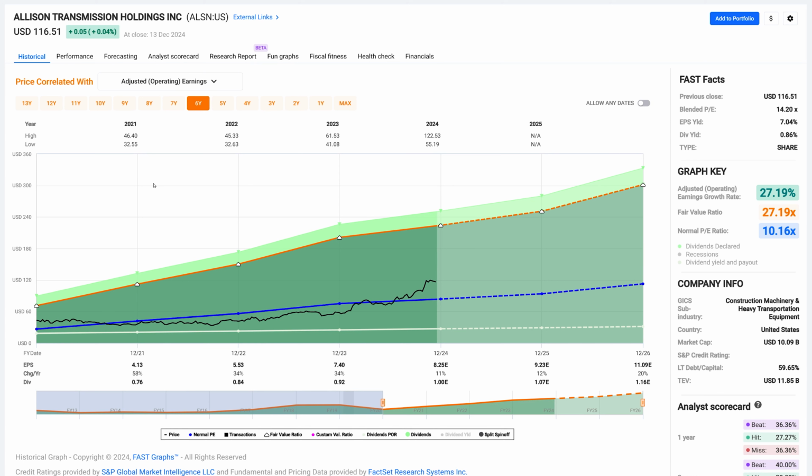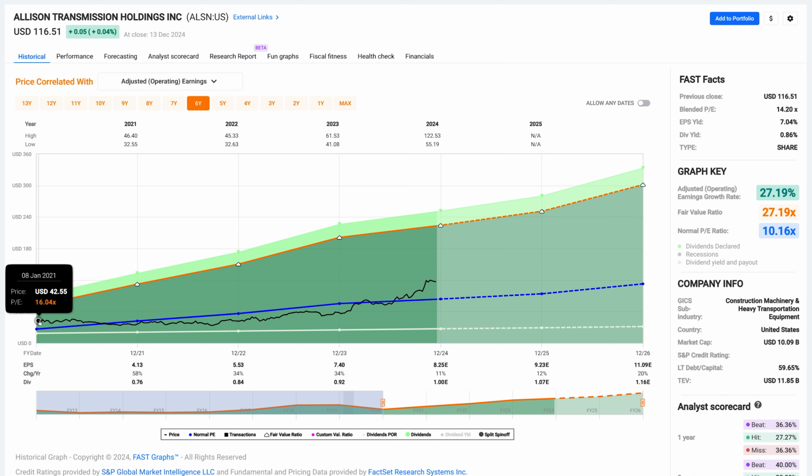Now, there's 2 things that immediately strike me when I look at this. Number one is the company's earnings growth has been very strong at over 27%. The other thing that strikes me is the market has only valued this at about a 10 multiple. It's currently trading at a 14.2 multiple, but historically, this blue line is a 10 multiple, and yet it's actually trading at lower multiples than that.